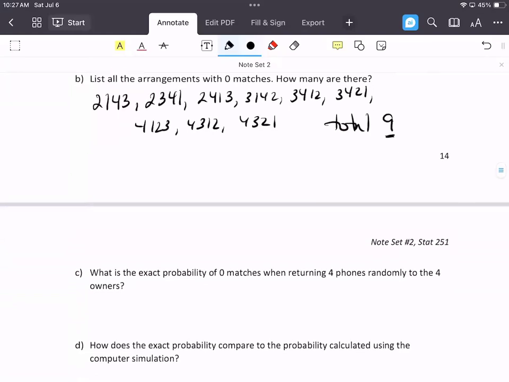So what's the exact probability of 0 matches when returning 4 phones to the 4 owners? We're going to start using good notation: the probability of 0 matches. This tells me I'm looking for the probability of what? Here's how I think about that. Remember, we're going to take the number of times the event of interest happens, in this case 0 matches, over the total size of the sample space. And obviously, you would do that with a calculator.